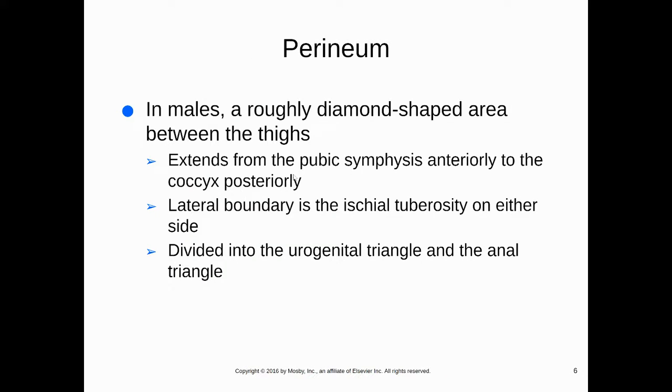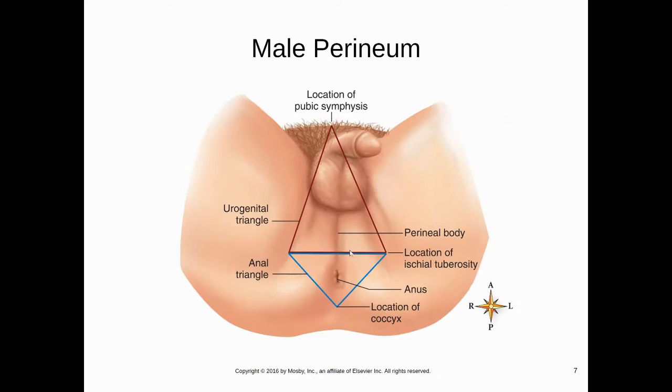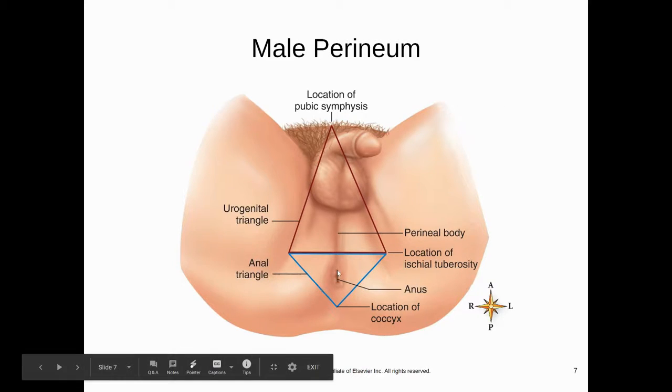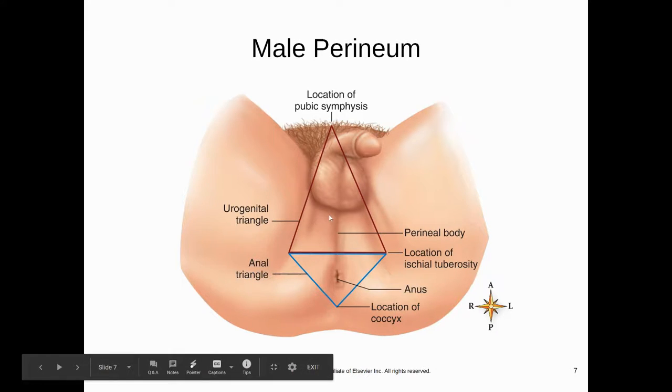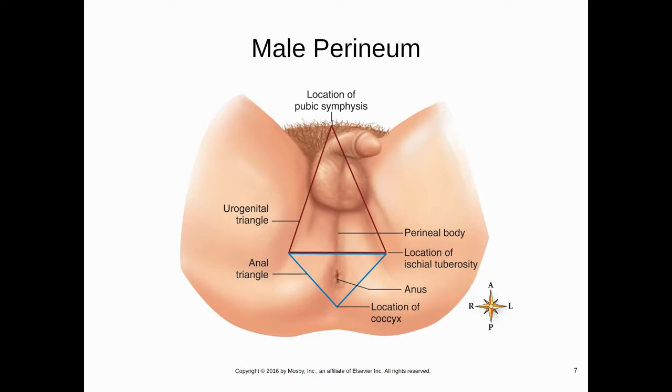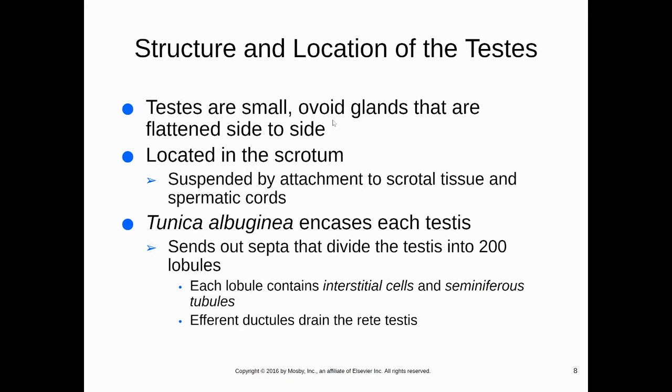So the idea here is that we have the pubic symphysis anteriorly to the coccyx posteriorly, and essentially we have the anal triangle and the urogenital triangle. So this is your urogenital triangle. This is your anal triangle. You have your anus. We have the location of the coccyx, the perineal body, which is the in-between area. And again, this is where we start our location.